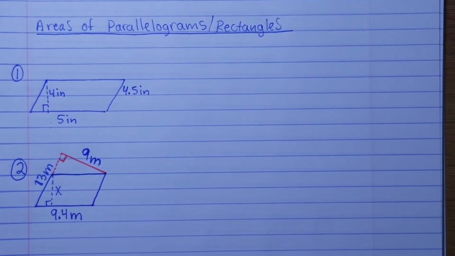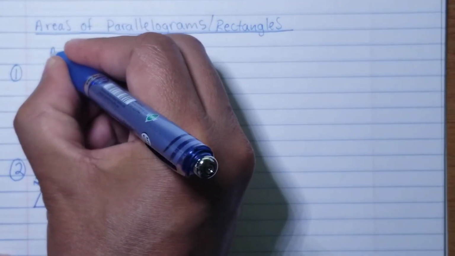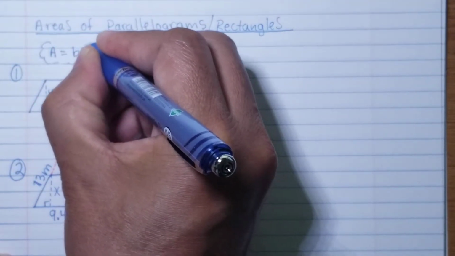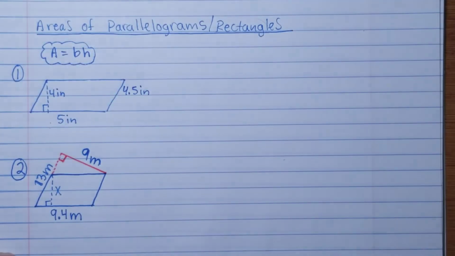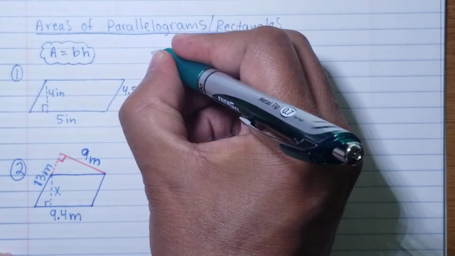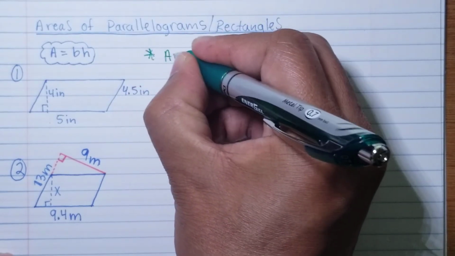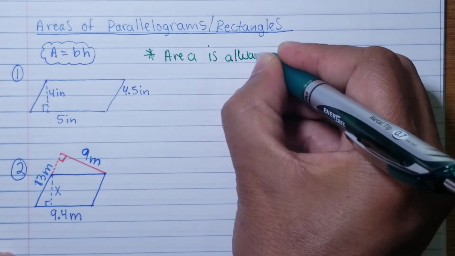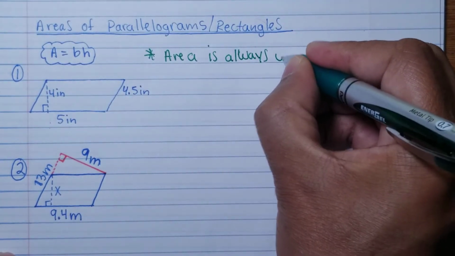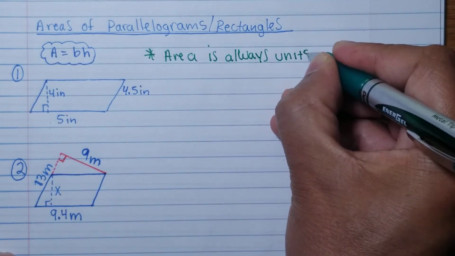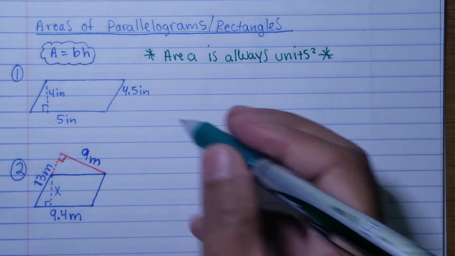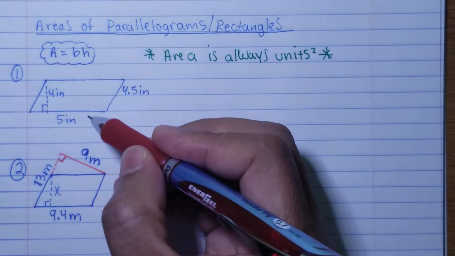Okay, so to find the area of a parallelogram, we use the following formula. Okay, so the area is equal to the base times the height. And something else, do not forget that when we find the area, it is always units squared. Okay, always.